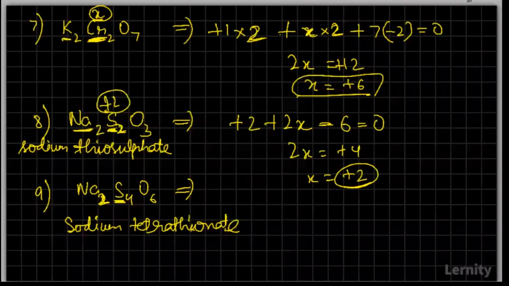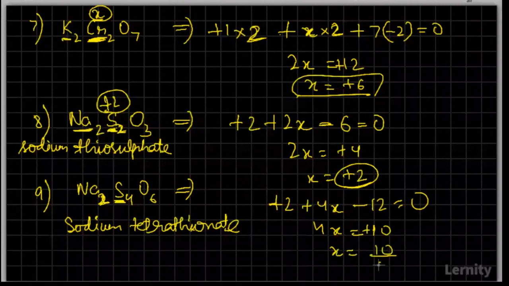Whereas in sodium tetrathionate, it will be +2 for sodium, then plus 4x minus 6 into 2, that will be 12, which equals 0. And here 4x will be equal to +10 and x will be +10 by 4, which is 5 by 2, and we'll get it as 2.5. So you can see that it's not always an integer value. It can also be a fractional value, 5 by 2.